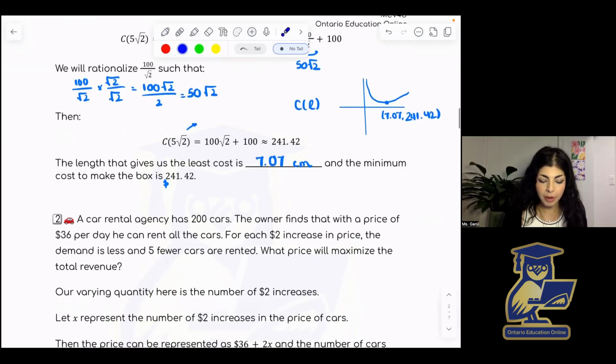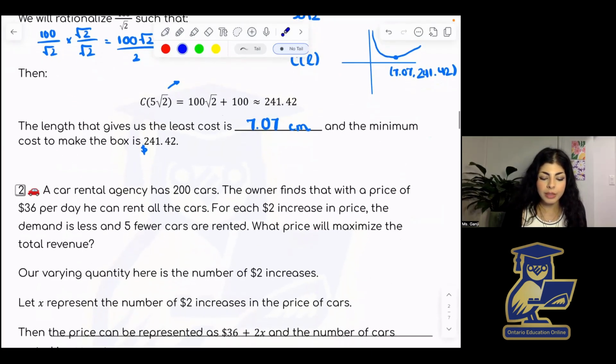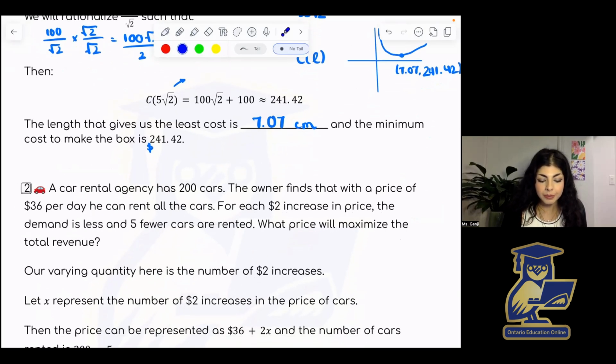So now let's look at another problem. Here we are told a car rental agency has 200 cars, and the owner finds that with a price of $36 per day per car, he can rent all the cars. And so for each $2 increase in the price, the demand is less and 5 fewer cars are rented.